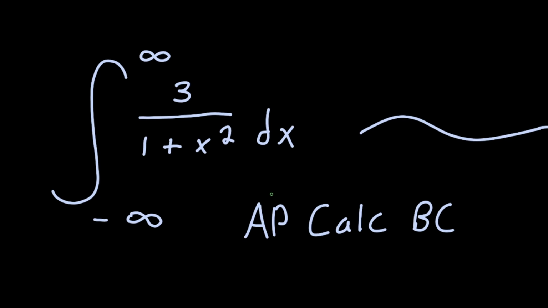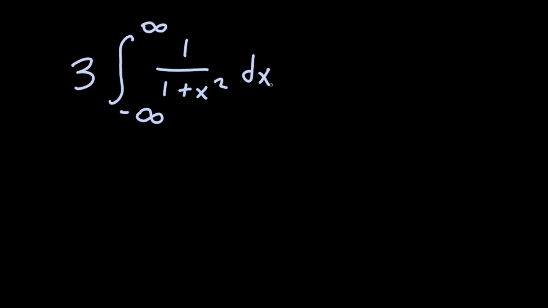Let's look at a tricky integral you might see in your AP Calculus BC exam. So we have the integral from negative to positive infinity of 3 over 1 plus x squared. So let's see what we can do. First, I'd pull out the constant 3 from the integral to make things less complex. So we have 3 times the integral from negative to positive infinity of 1 over 1 plus x squared.